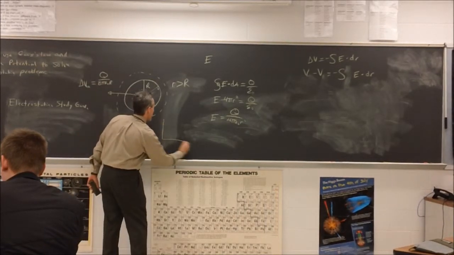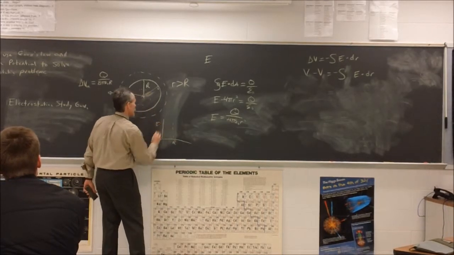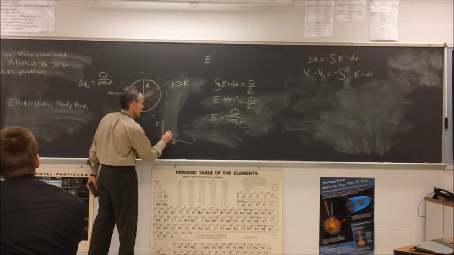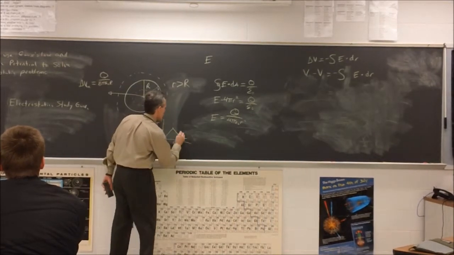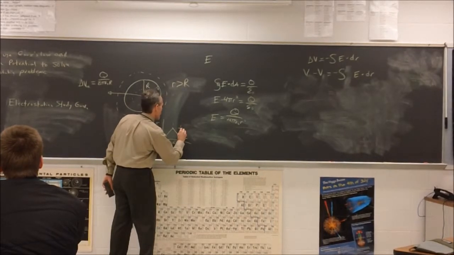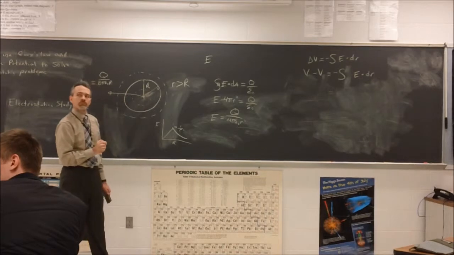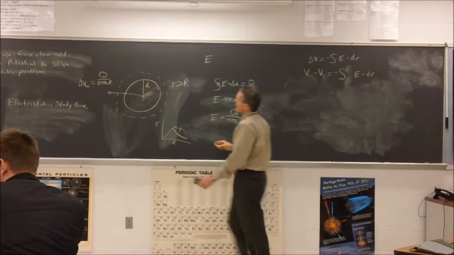So I probably should have done this before. Here's R. I'm plotting E versus r. For that first part, you remember that was linear that we just did? And now it's an inverse square relationship, 1 over r squared. Okay. Now I'm going to plug it in here.